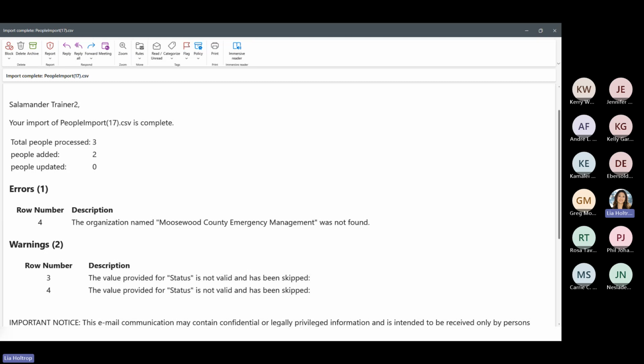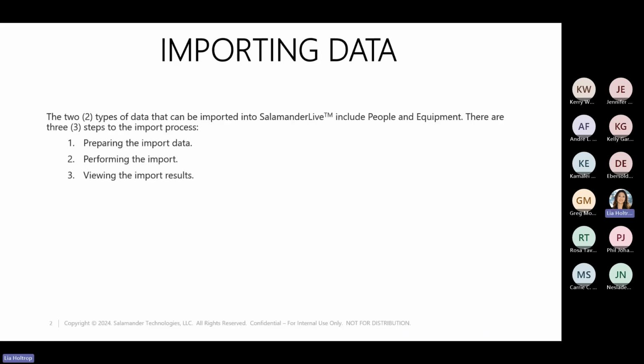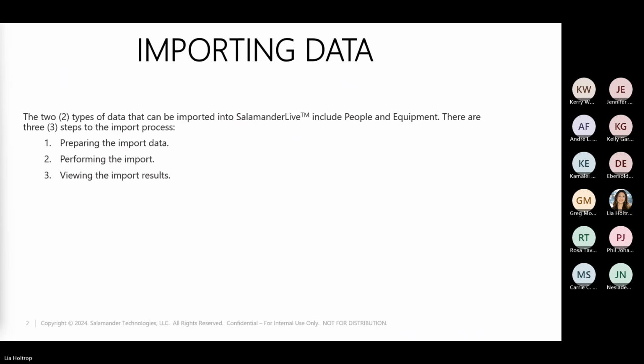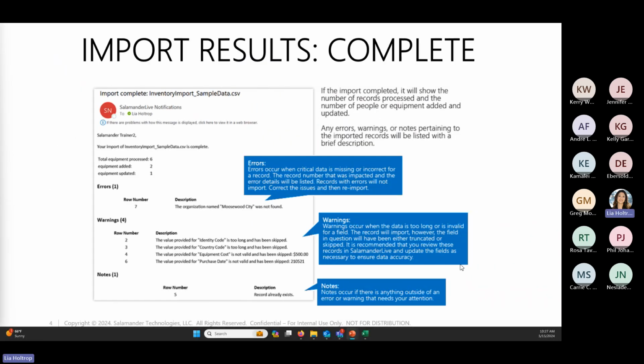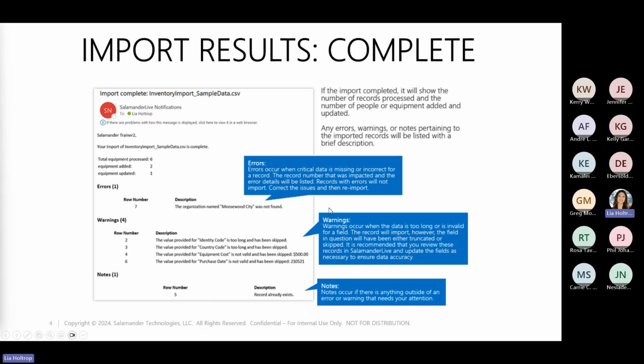I'm going to pull this up to walk you through this again. Here it is. In the quick reference guide, I already have all of this information. It talks about errors, warnings, and then any notes. If you did an import and the record already exists and you didn't make any changes to it, you'll see this note down here. Anything that occurs outside of these two sections of errors and warnings, you'll see as a note. Just read what that note says and then you can either ignore it or go in and fix it.